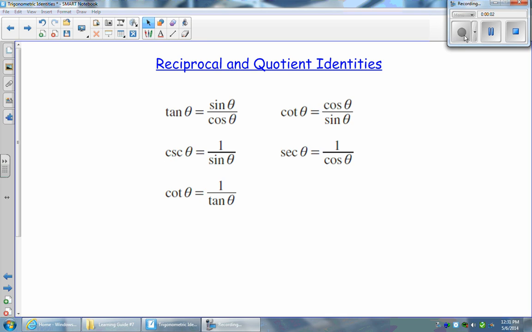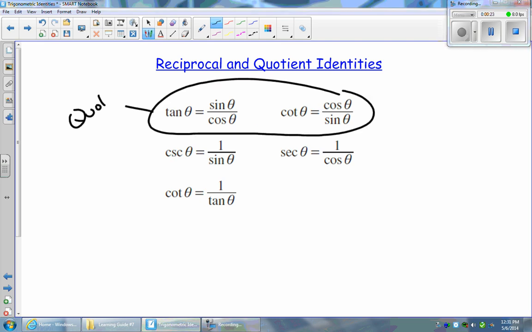All right, so now my lessons are moving into proving trig identities. And to prove trig identities, you need to use a bunch of basic identities. So the first type of basic identity I want to go through today is what we call reciprocal and quotient identities. So quotient identities are these two right here.